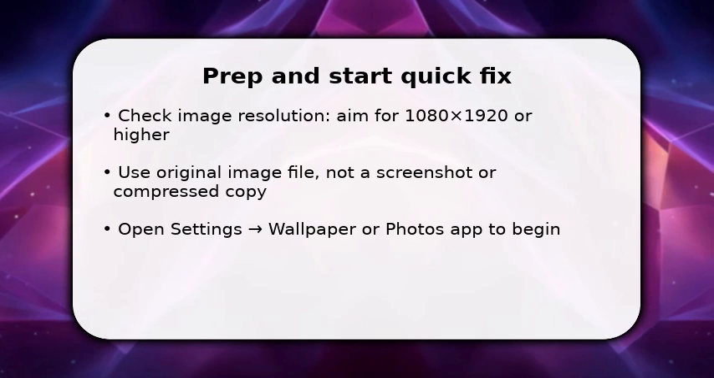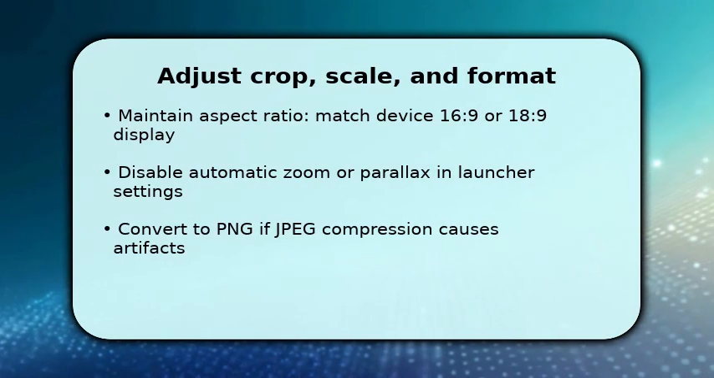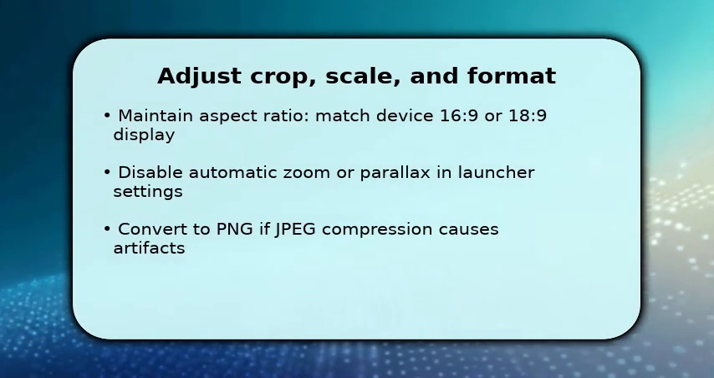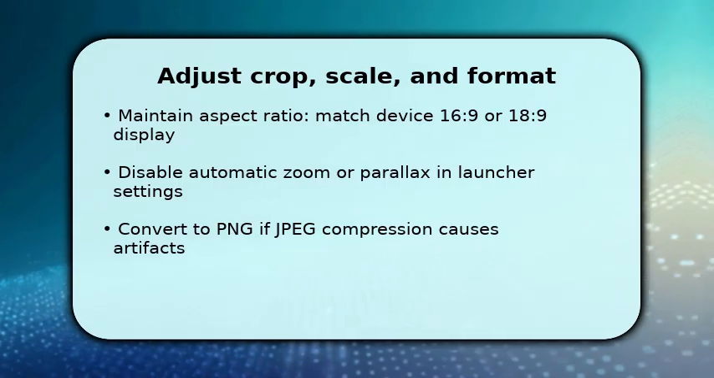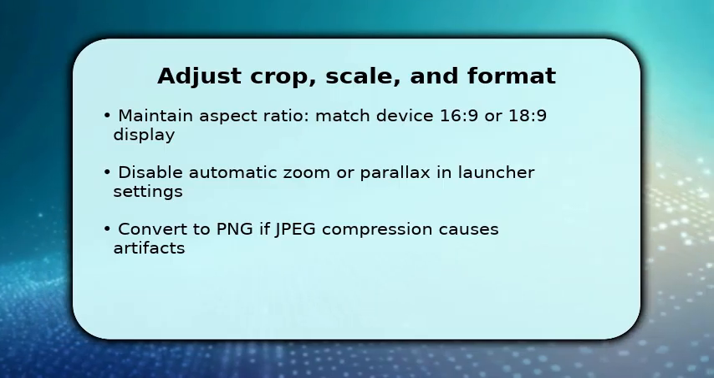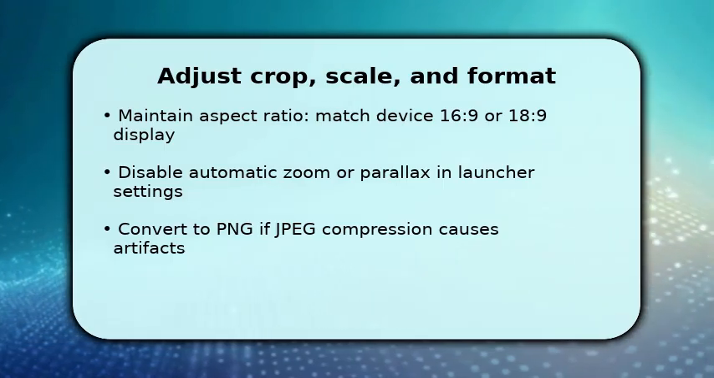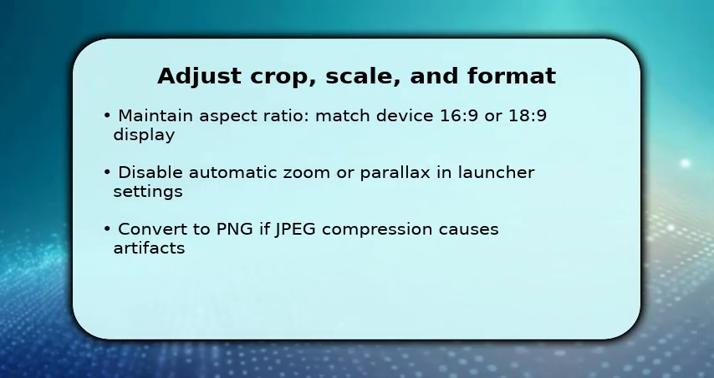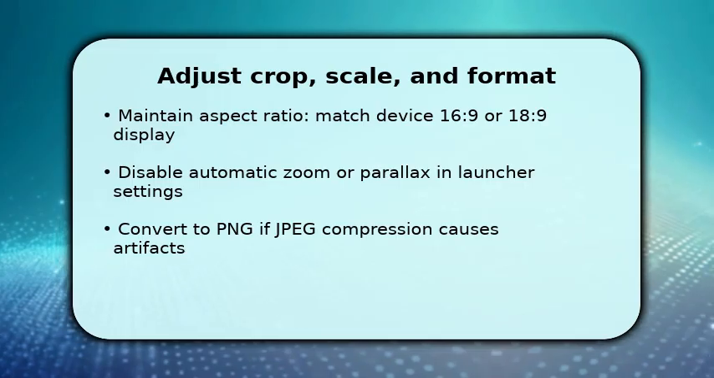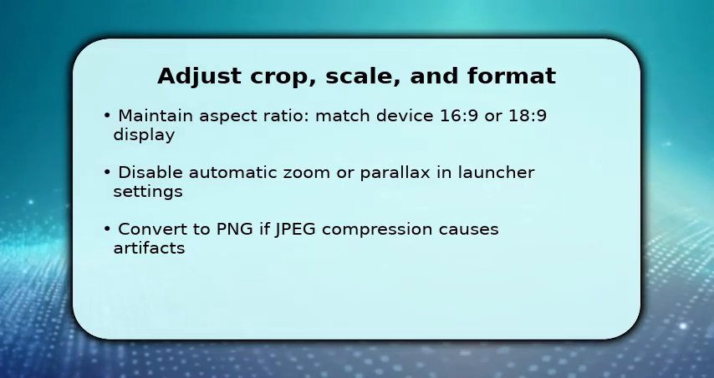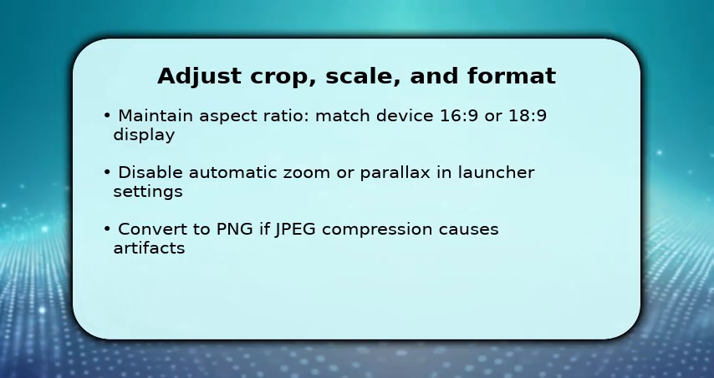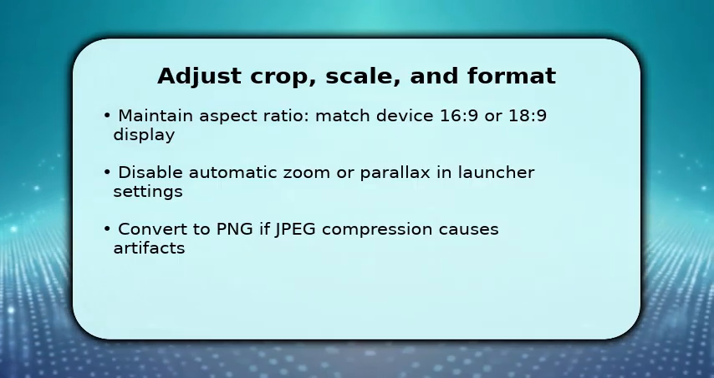Now focus on precise scaling and file format to fix remaining blur. Open the crop tool and lock the aspect ratio to your screen size so the phone doesn't upscale or downscale awkwardly. If your launcher applies a parallax or auto zoom, disable it. Those effects often blur by resizing. For images with compression artifacts, convert the file to PNG or export at maximum quality, then reapply. Once you've set these, preview before confirming to finish by ensuring the change sticks.